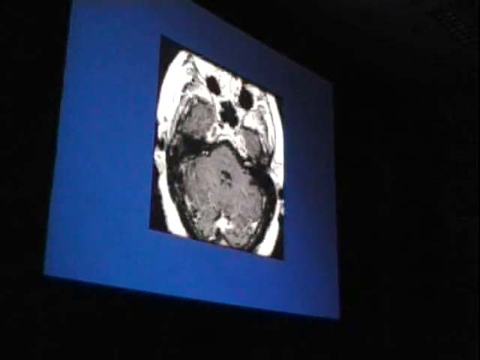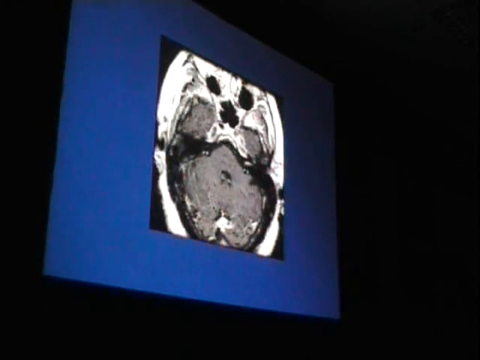Six-year-old. History, because essentially the history would give it away. And this is a post-contrast T1.